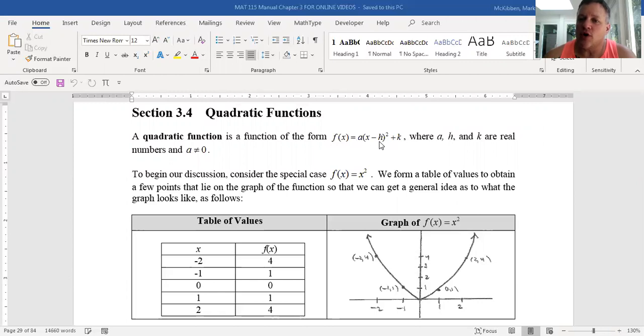So we're going to look at what these look like first, and then later on, when we look at a more general quadratic function, we'll ask how we can put it into that form, and then we'll be able to graph it. To begin the discussion, let's look at y equals x squared.